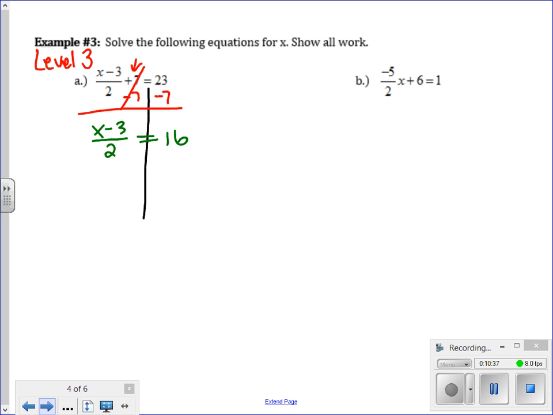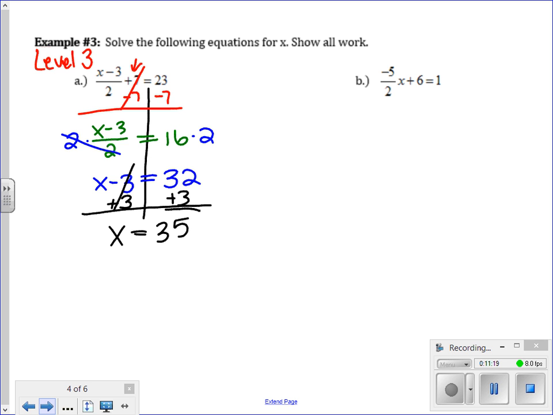Now I still have a fraction on the left, and I said before that when I have a fraction, I want to get rid of the denominator first. I know there's a minus 3 in the numerator, but that's actually going to be our last step. I have to get rid of the denominator in order to gain access to the numerator. So since 2 is in the denominator and is being divided, I have to multiply both sides by 2. That cancels the 2 off, which leaves me with x minus 3 equals 32. Now my last step allows me to add 3 to both sides. Negative 3 plus 3 gives me just an x on the left and 35 on the right.